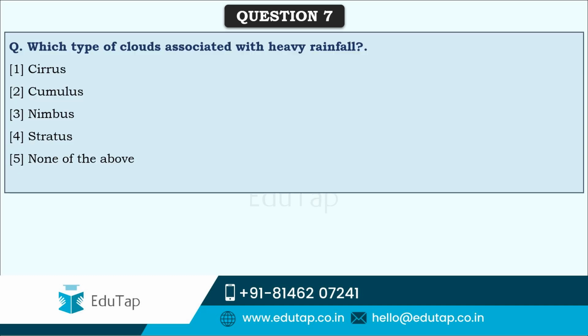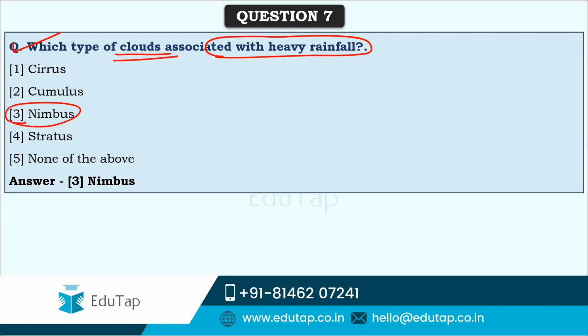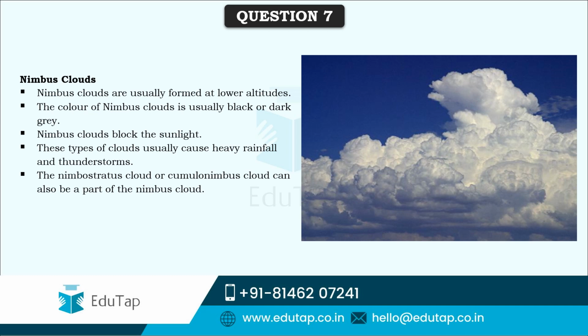So friends, next is, which type of clouds are associated with heavy rainfall? Whenever rain giving, water bearing clouds come into picture, they will definitely have the term nimbus in them. So these are the clouds that are associated with heavy rainfall. They are generally formed at lower altitudes, usually black or dark gray because of being water bearing, and they even block the sunlight, and these are generally the ones that cause heavy rainfall as well as thunderstorms. And nimbostratus cloud or cumulonimbus cloud can also be part of the nimbus clouds. These are also part of nimbus clouds only.